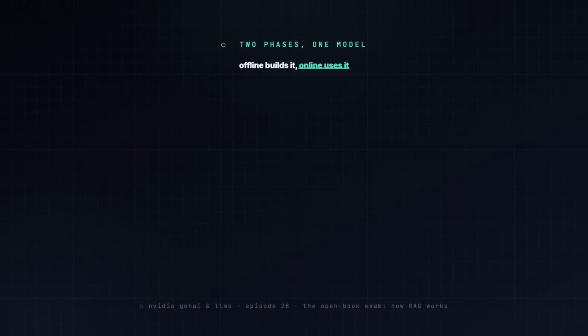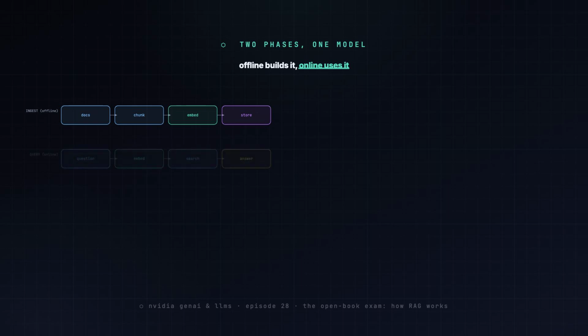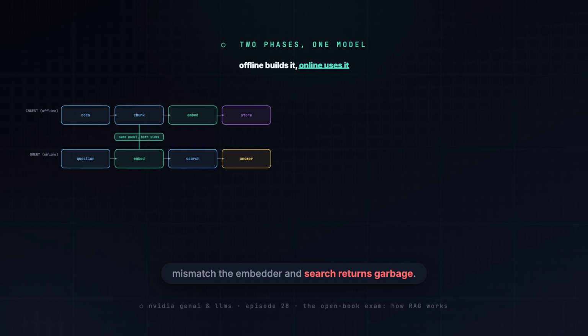There are two phases and people conflate them. Ingest happens offline, once per corpus update. Load documents, chop them into chunks, embed each chunk into a vector, store the vectors in a database. Query happens online. Every request, embed the question, find the nearest chunks, paste them in, answer. The one rule you cannot break: ingest and query must use the same embedding model, or the geometry doesn't line up and search returns garbage.